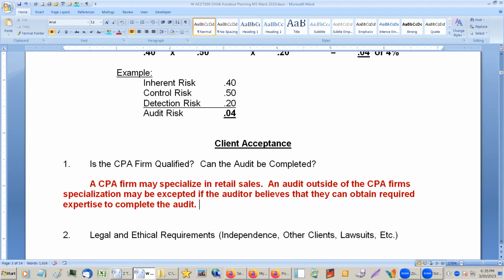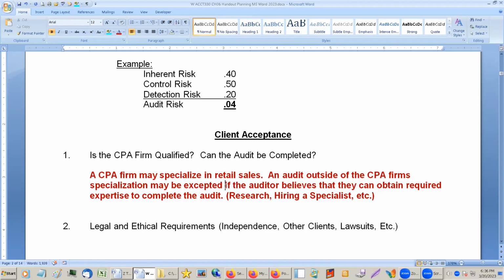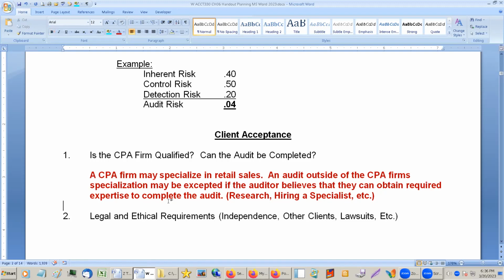And it could be through research. It could be hiring a specialist. Any way that they can figure out how to do it is fine, as long as they believe that they can complete the audit. If they don't believe they can complete the audit and give an opinion, they shouldn't do it. But if they believe that they can obtain required expertise, then they can take it.